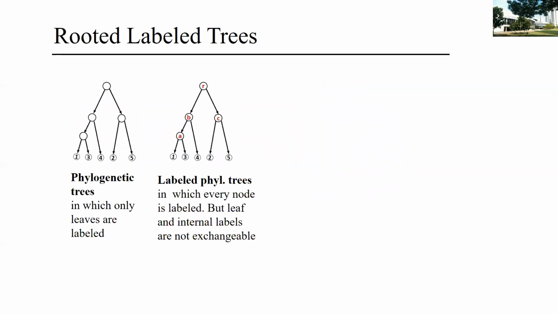Our work studied distance metrics for comparison of label trees. We consider three types of label trees. Phylogenetic trees are rooted trees in which only leaves are labeled. The first type of tree is a labeled phylogenetic tree, in which every node is labeled. However, leaves and internal node labels are not exchangeable.